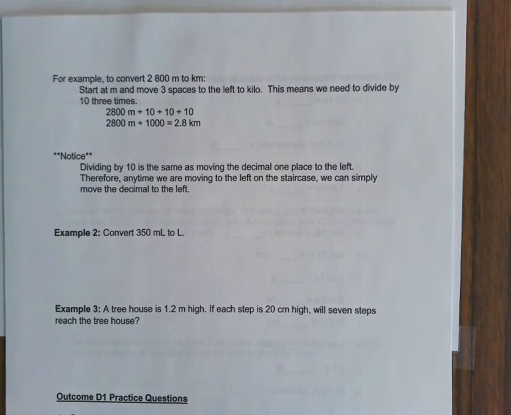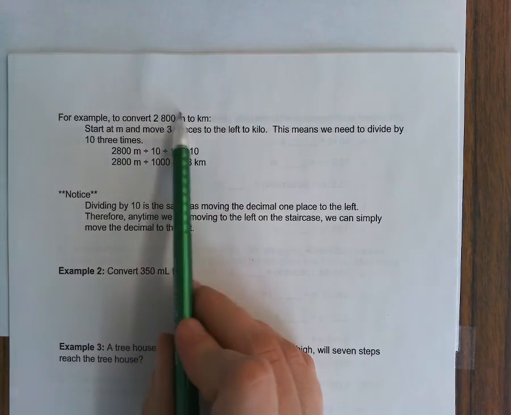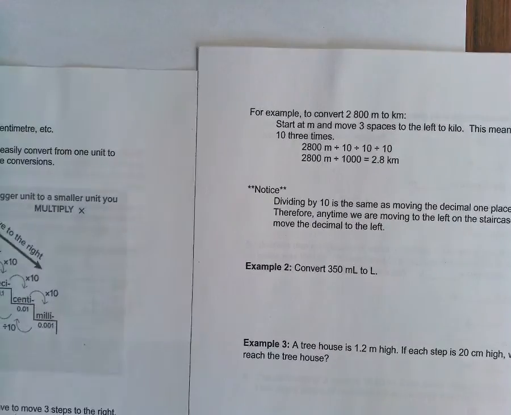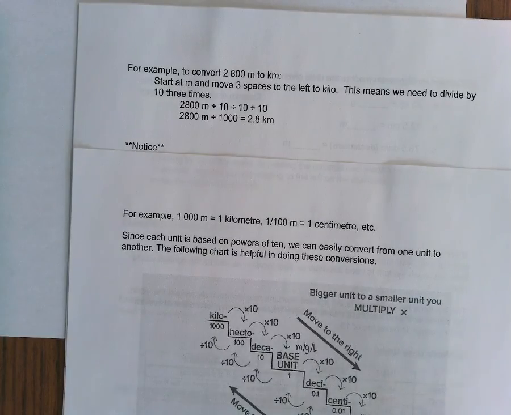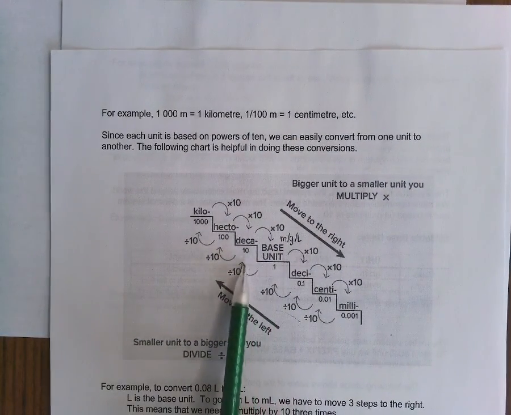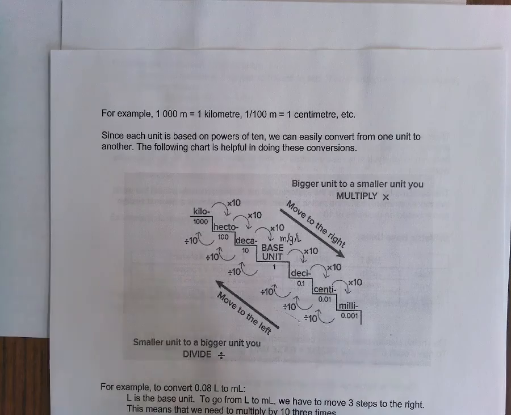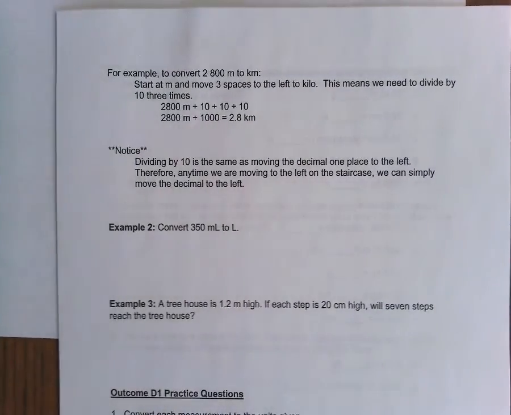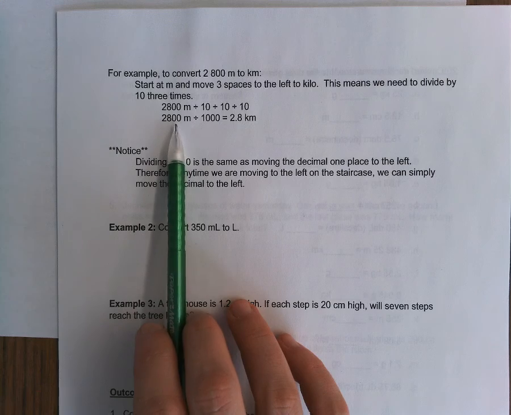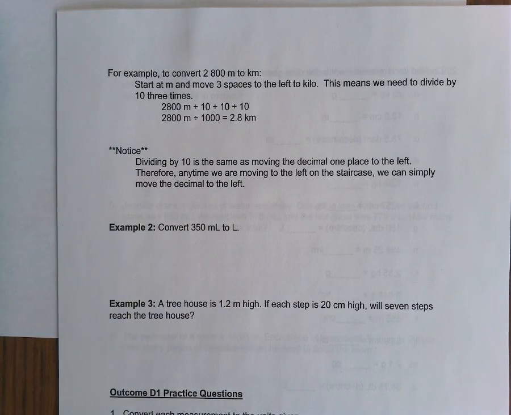If I look at example 2, or sorry, there's one example that's completed here for you. If you were going to convert 2,800 meters to kilometers, in this case, you're going from meters to kilometers. So you're going from your base unit, but you're going up 1, 2, 3 steps. You're dividing by 10 3 times. So here you'll see that you're dividing by 10 3 times, which is the same as dividing by 1,000, or moving the decimal to the left by 3 spaces. So 2,800 meters divided by 1,000 is 2.8 kilometers.